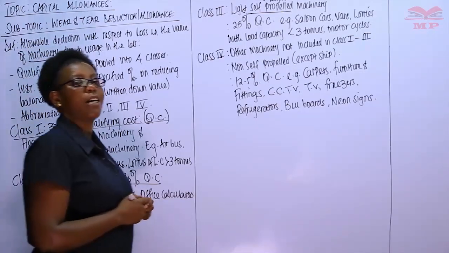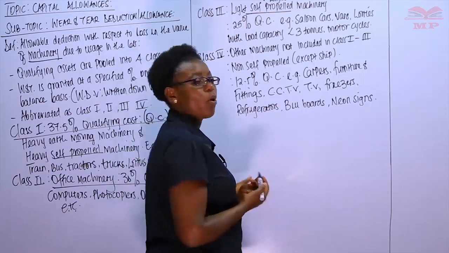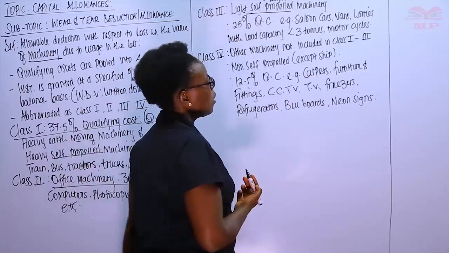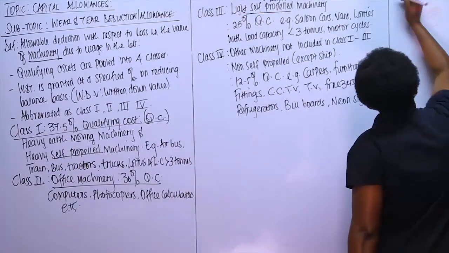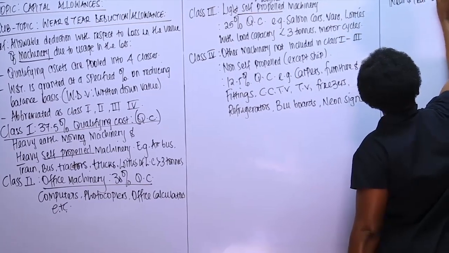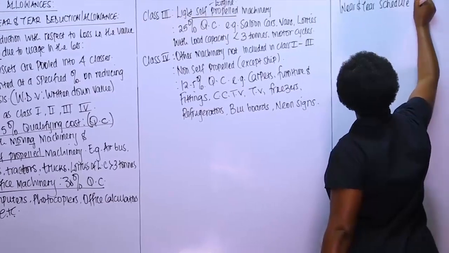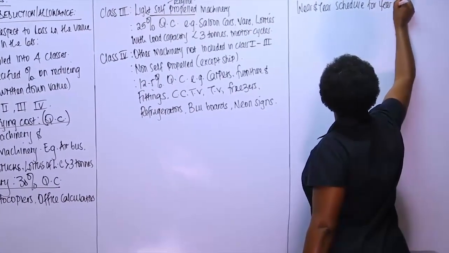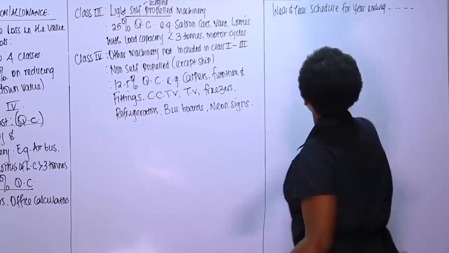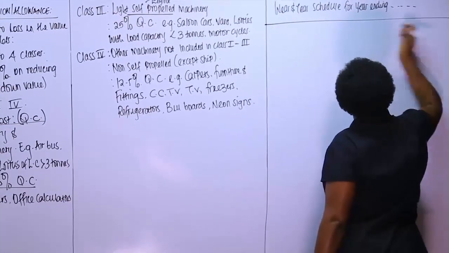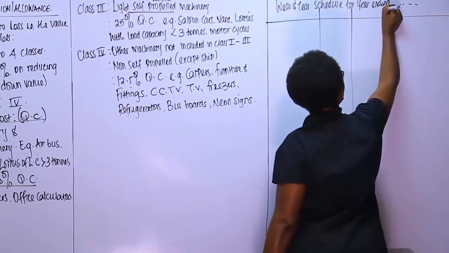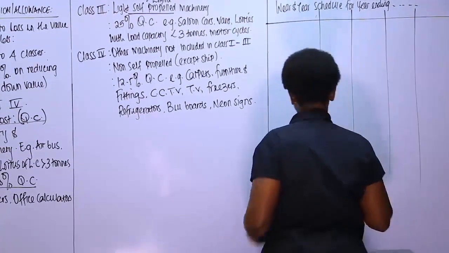Now we're going to look at a wear and tear schedule, which is going to show how we actualize these pools. So we do that in a schedule. We'll have the wear and tear schedule for year ending. So we have our 4 pools. We'll have that divided into 4: 1, 2, 3, and 4.